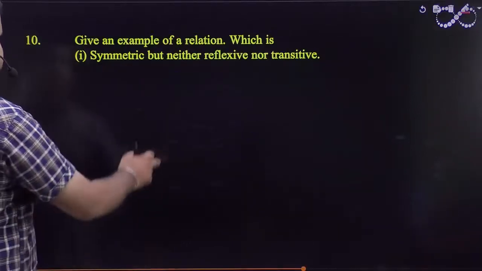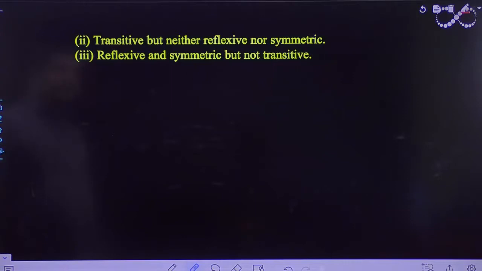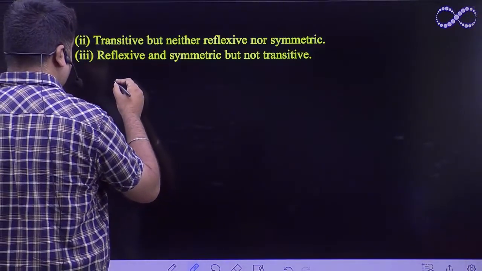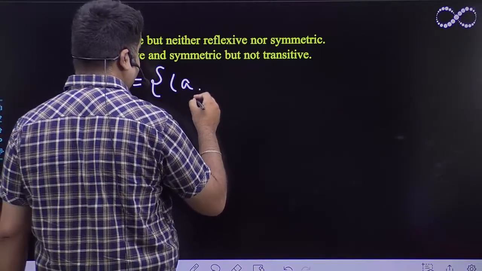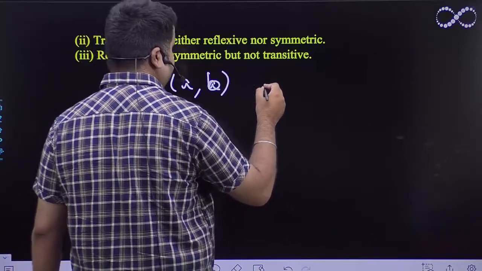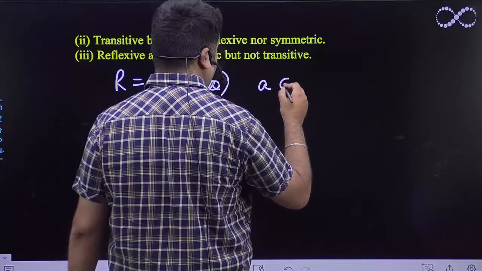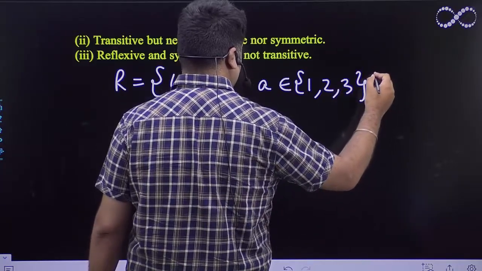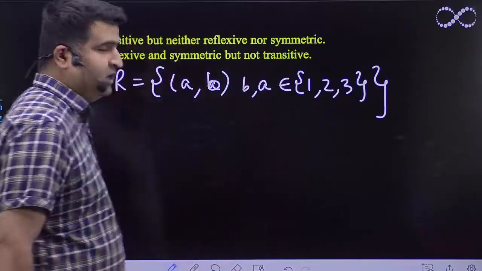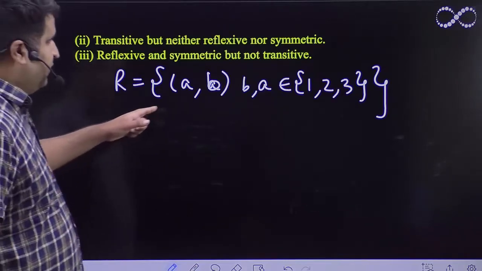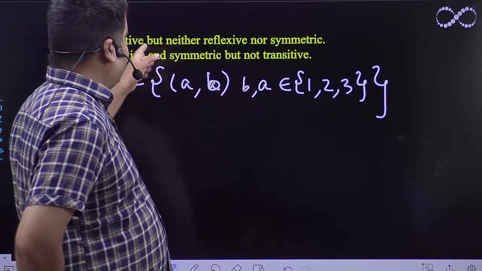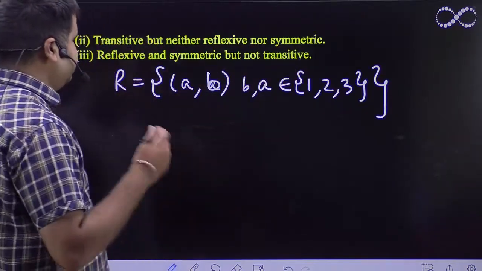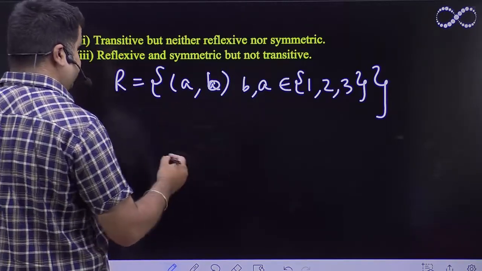Let's see the next part of the 10th question. We have to give an example of a relation which is transitive but neither reflexive nor symmetric. So it's again a very easy one. Let's consider a relation R is equal to AB such that A belongs to the set of numbers 1, 2, 3. Right? Similarly, B also belongs to the set of numbers 1, 2, 3. Right? So for this, like we did in the previous one, we have to take such a relation which is neither reflexive nor symmetric but transitive. Right? So not reflexive, not symmetric, but only transitive.